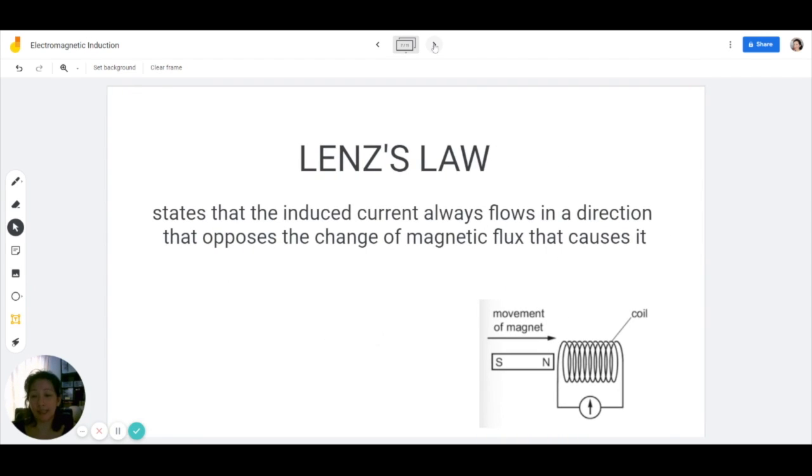Now, Lenz's law states that the induced current always flows in a direction that opposes the change of magnetic flux that causes it. What does this mean? The key word here that we need to take note of is the word oppose. And let me show you what this means.